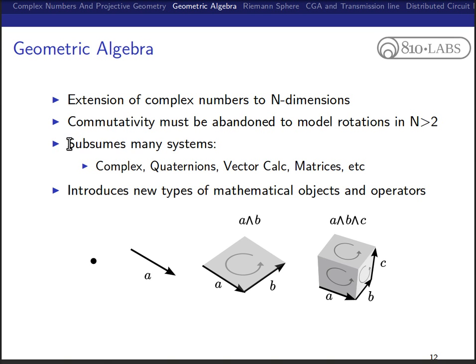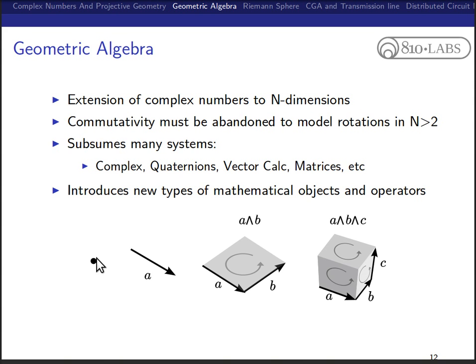Okay, so geometric algebra is going to subsume many independent systems like complex numbers, quaternions, vector calculus, matrices, and the list goes on. Okay, so how is it going to do this? It does this by introducing new mathematical objects and operators. A lot of these operators in 2 and 3 dimensions, electrical engineers are already familiar with through complex numbers and vector calculus. So it's actually easier for electrical engineers to adopt geometric algebra than other disciplines, perhaps. But okay, here's an illustration of the different objects that geometric algebra introduces.